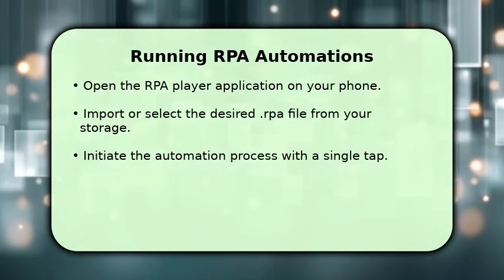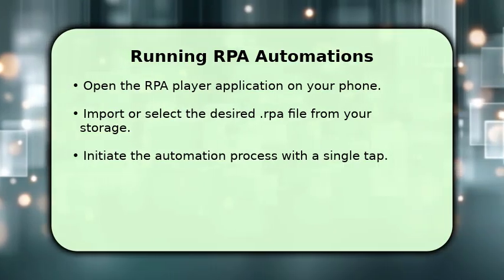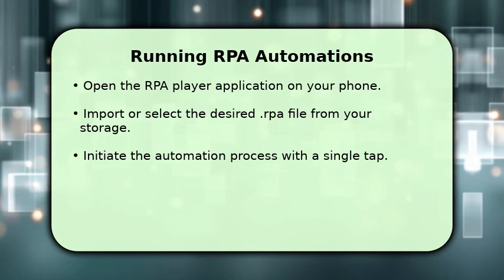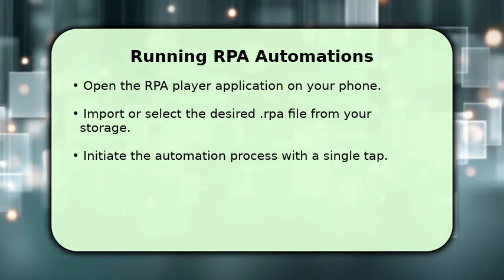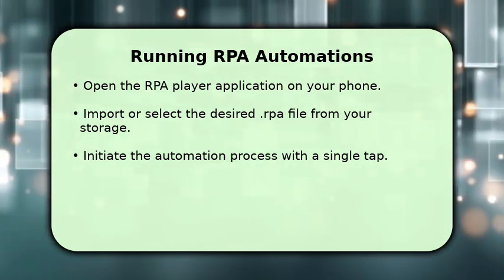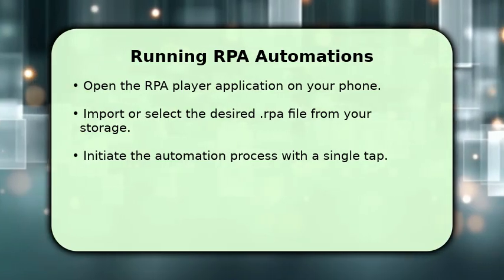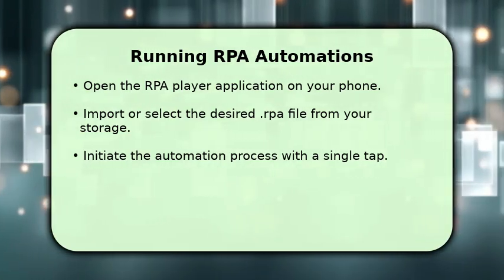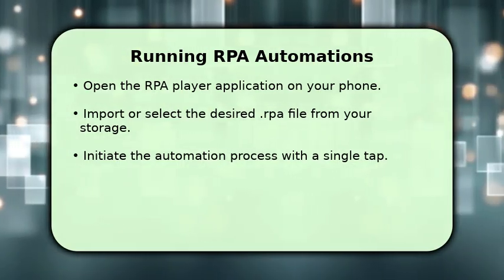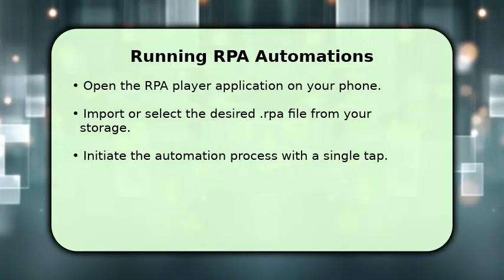Now let's get your automation running. Launch your RPA player application. Within the app, you'll typically find an option to import or open an RPA file. Navigate to where you saved your RPA file and select it. Once loaded, a simple tap on the play or run button will start the automated sequence, executing the tasks as programmed. It's quite straightforward and efficient.